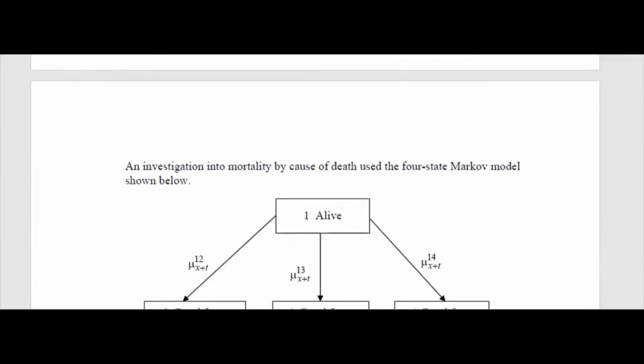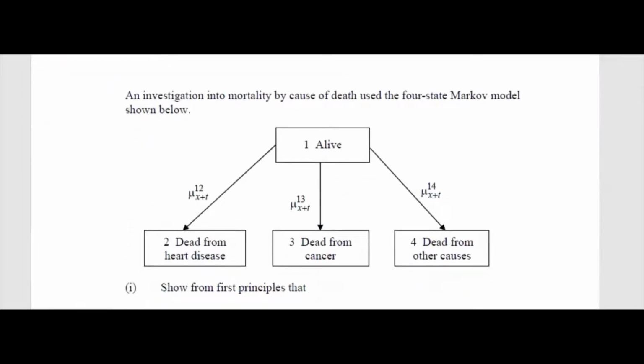We have a similar question. Sometimes you will get in the question here there is no connection between 2 to 3 and 3 to 4. The diagram is given here. So from 1 you can go only to 2, from 1 you can go only to 3, from 1 you can go only to 4.